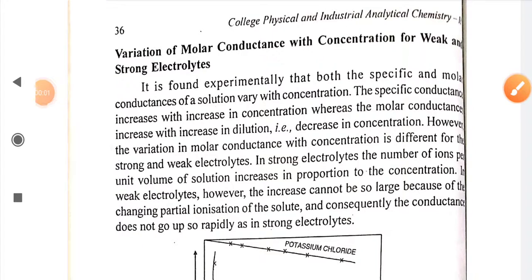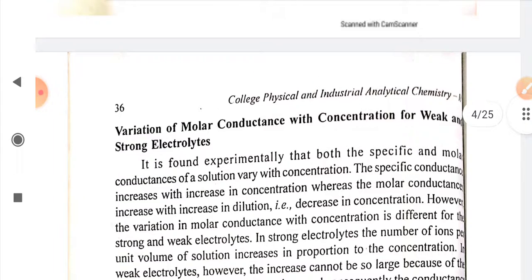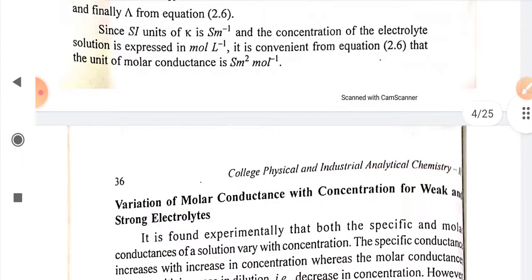So in the previous lecture we have finished with the various terms like specific conductance, molar conductance, likewise. Now we will see the variation of this molar conductance with the concentration for the weak electrolyte and strong electrolyte. So what do you mean by weak electrolyte and strong electrolyte?